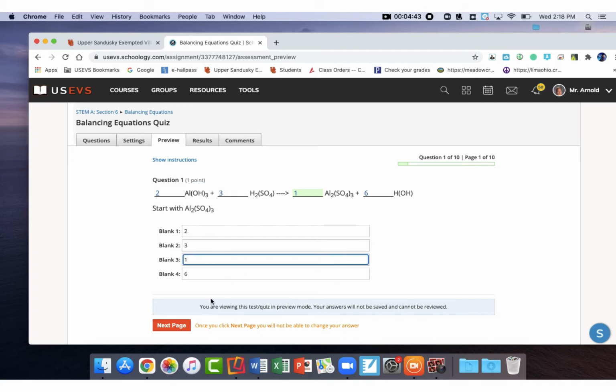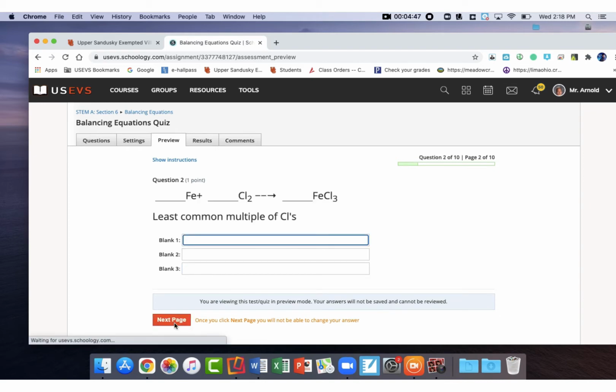Okay, that's how you do it. Next page. Again, now you look for what my clue is. Least common multiple of Cl, of chlorines. Least common multiple. Okay, let's see how many we have.